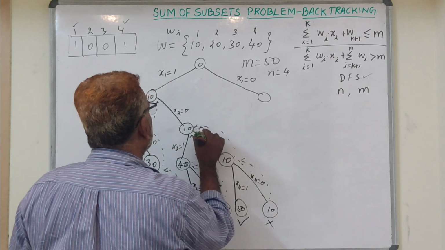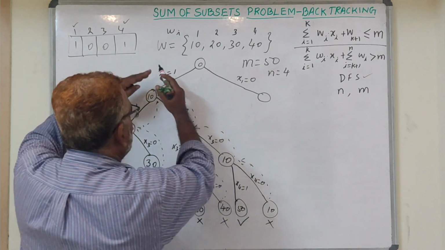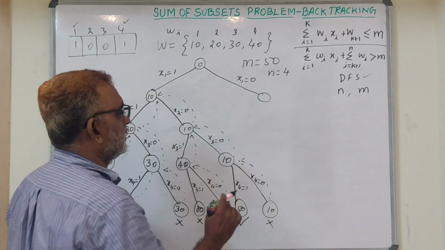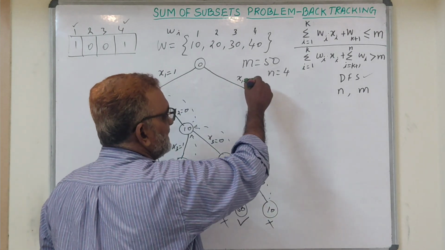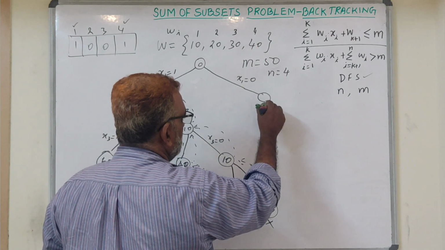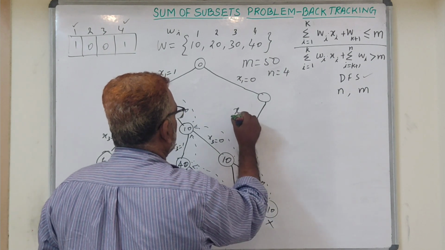Again you are going here. This part is over, that is x1 is equal to 1. With that, the search is over. Now we move on to x1 equal to 0. So from here we have to proceed. So x1 is equal to 0. From this, now take the value for x2.